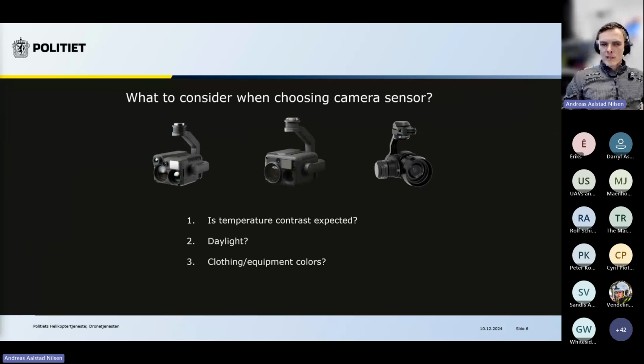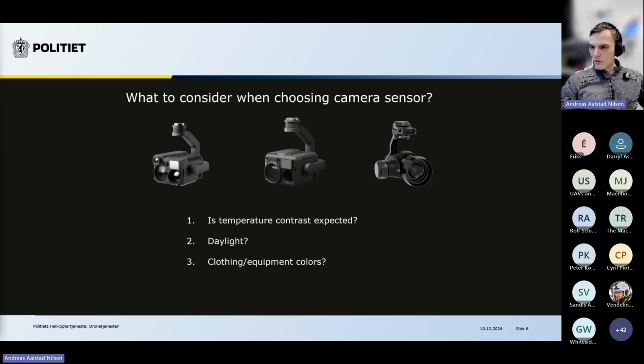So what to consider when choosing a camera sensor? We need to evaluate whether or not a temperature contrast is expected. And in our experience, if we can expect a temperature contrast, we prefer to use the thermal camera. If not, we need to consider daylight conditions, very sunny days, good lighting conditions. We don't necessarily prefer the visual camera, but at least it makes it a good option to switch between them.